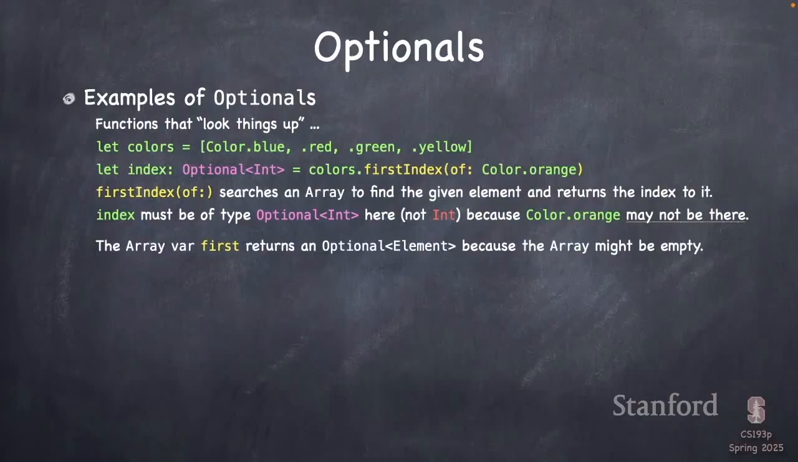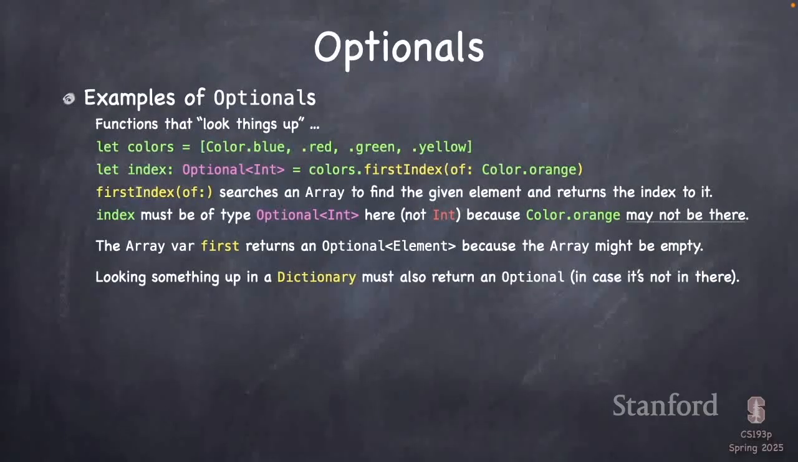Same thing with the Array var. Array has a var on it called first. The var first is a computed var, and it returns the first thing in the array. So it returns something of type Element, because arrays have elements in them. But it has to return an Optional Element, because the array might be empty. If the array is empty, then the first element is nothingness. So I have to return, there's nothing in there.